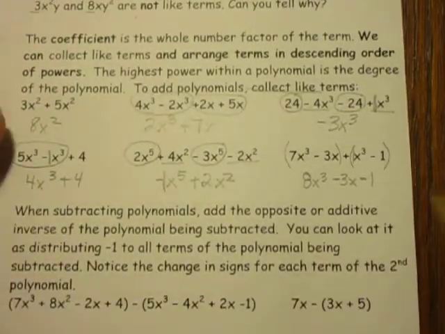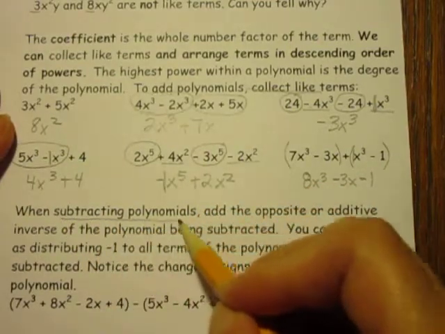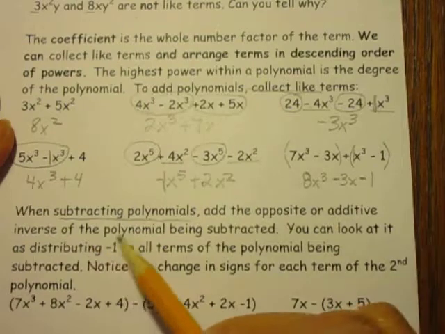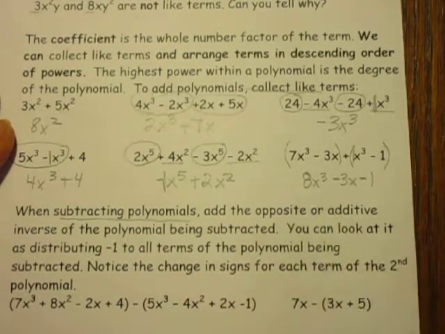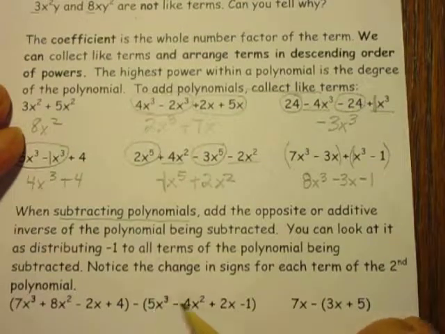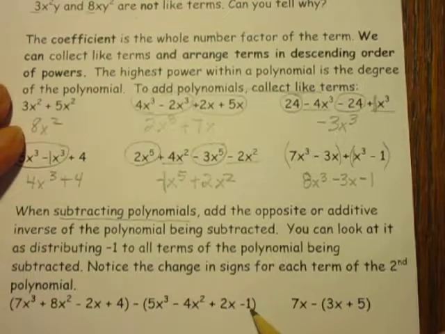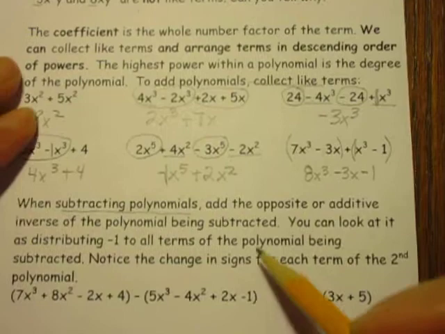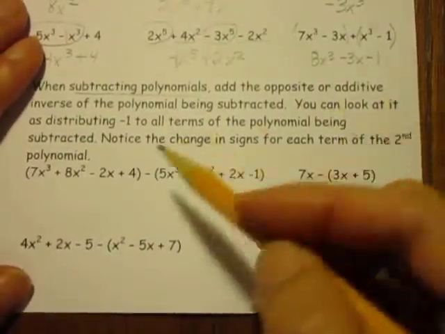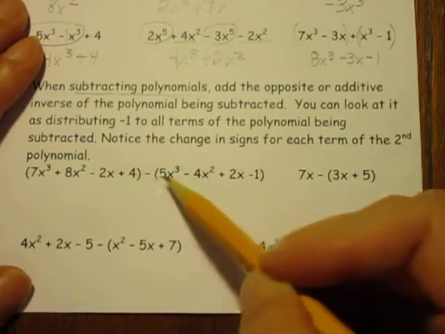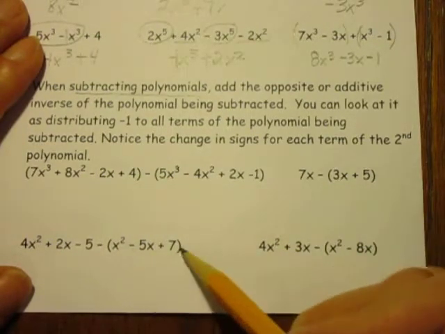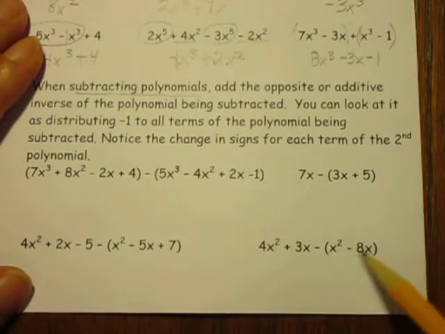But subtracting polynomials, you've got to be careful. Okay, so what you're going to do is add the opposite, or the additive inverse, of the polynomial being subtracted. Like, what the heck does that mean? That means you're going to subtract each term in whatever you're subtracting. So I'm going to slide this up here so we can see all of these. In each of these situations, we've got a polynomial and we're subtracting another one from it. So we're subtracting a whole series of terms.